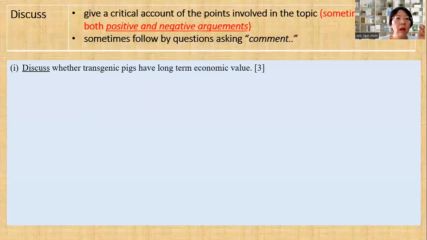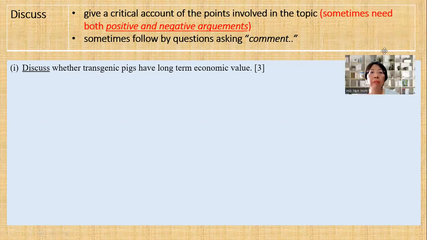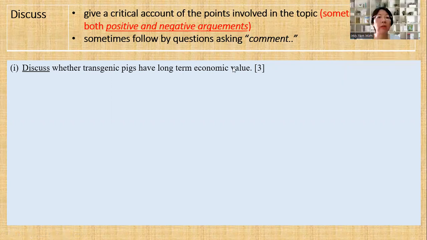Okay, right. Discuss. Discuss means to give a critical account of the points involved in the topic. Sometimes you need to be both positive and negative. Okay, so remember there's a question in your A2 trial exam, a discuss question where you need to write both the positive and negative arguments. Not all the time. Sometimes if there's a positive and negative, you need to talk about both of them.